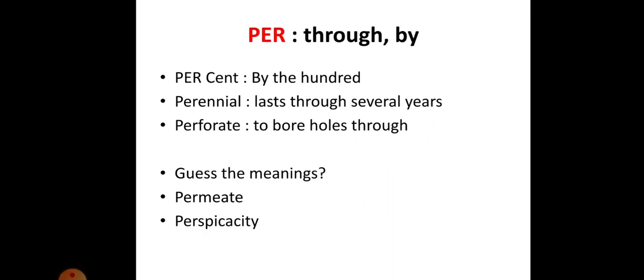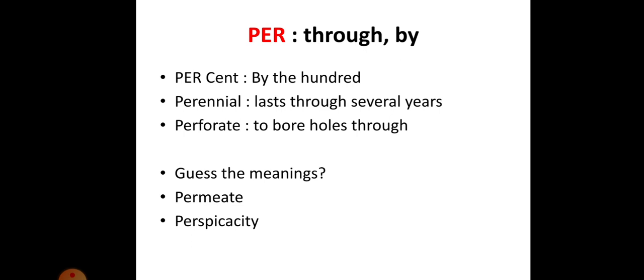So the first root of today is per, which actually means through or by. For example, percent, which means by the hundred. And the next word is perennial, which is very important, which actually means lasting through several years. Perennial is something that continues for a very long time, happening again and again. For example, the perennial problem of water shortage. That means this problem lasts for a very long time. It's been there for many years.